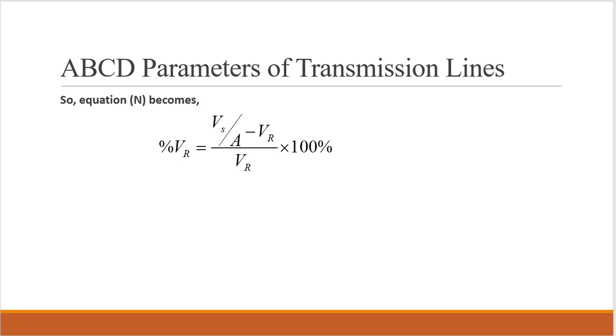These ABCD parameters will keep varying for different networks or different transmission lines. Their values will be different for the short transmission line, for medium transmission lines or different models of medium transmission lines, and likewise for long transmission lines. We will definitely discuss them in the coming lectures. In the next lecture we will study the short transmission line and learn how to deal with it.